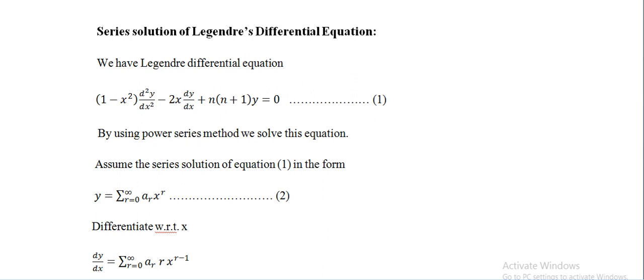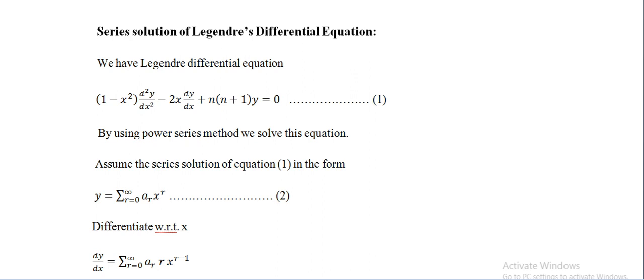In the Bessel's function we used a_r x raised to k plus r, but in the Legendre equation we use only x to the power r. Call this equation number 2. Now we differentiate equation number 2 with respect to x twice, and we calculate dy by dx and d squared y by dx squared.